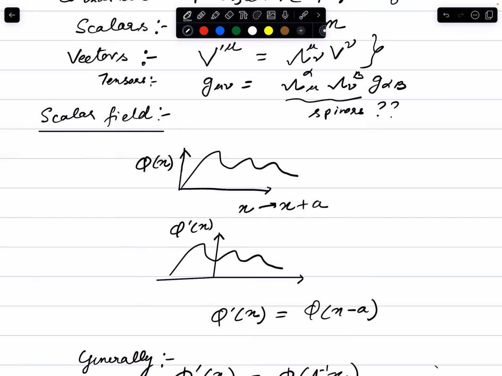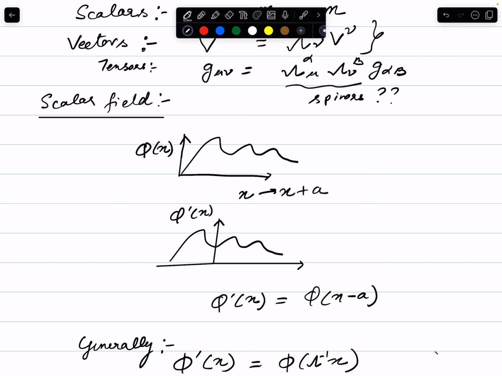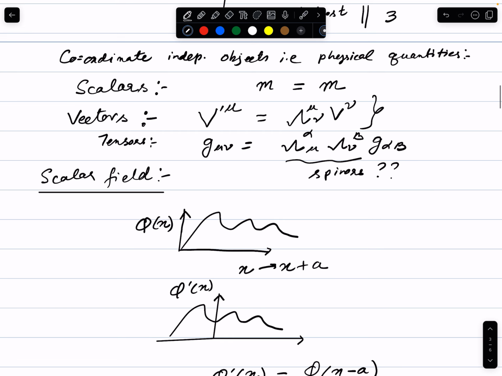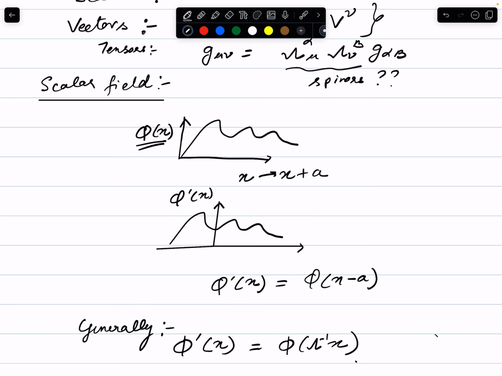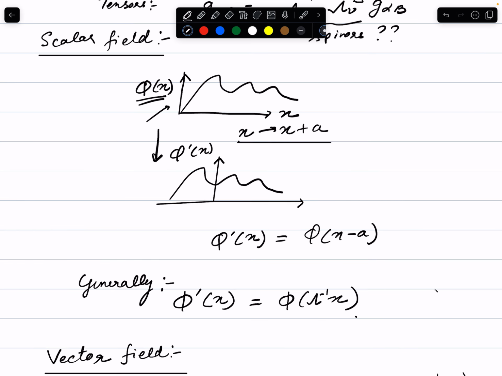But before talking about spinors, we also need to talk about fields, because we are talking about fields here. So how does a scalar field change? Take a scalar field and consider the simplest example of a coordinate transformation, a translation. I am taking this coordinate system, which is x, and this is phi of x, and I am translating it by some distance a. So this is the next picture, where the coordinate system has been translated by a. This distance over here is a.